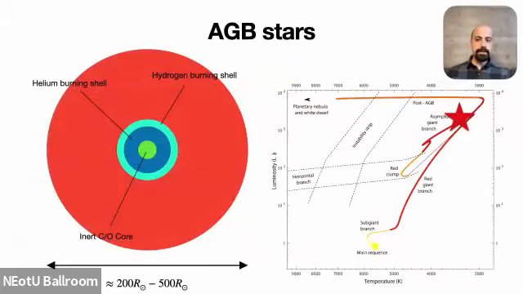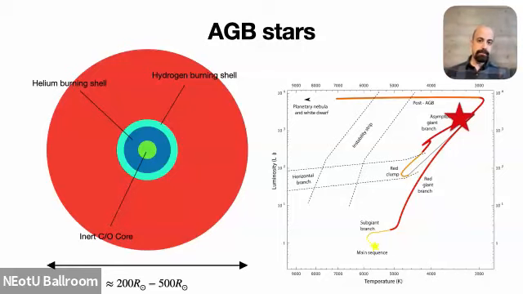The objects in discussion for me here are the asymptotic giant branch stars, or AGB stars. It refers to the stage in the life cycle of a star when it has exhausted the hydrogen fuel in its core and starts fusing helium. This leads to a significant increase in size and luminosity, making the star appear as a red giant. These stars are very large. They are about 200 to 500 solar radii, which translates to 1 to 2.5 astronomical units.